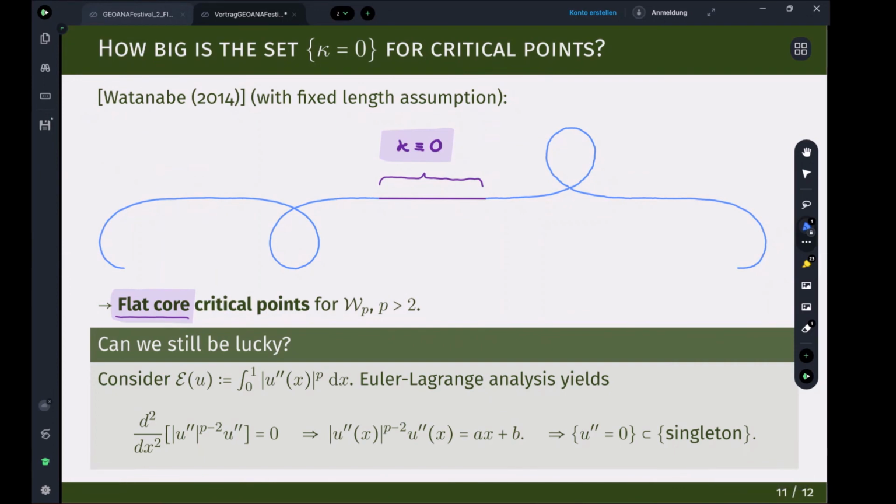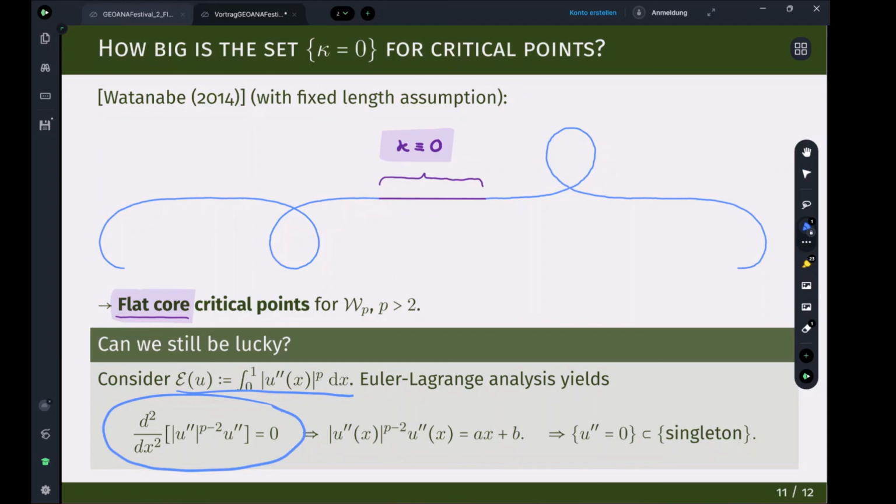And the question is now, can we still be lucky? Now that we have this example of a flat core critical point, is it still possible that the second derivative will not vanish in the interior, so that we don't have to take into account flat core critical points? And maybe to convince you of that, we look at this simpler energy. If we look at the Euler-Lagrange equation of this, we have already computed that basically.